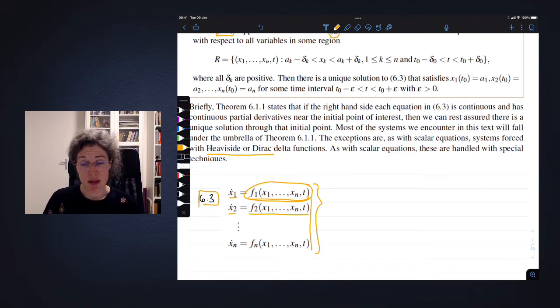So this is a nice theorem because it says we're not going to waste our time. If our things are well behaved, we should be able to find a solution. So let's learn how to do that.